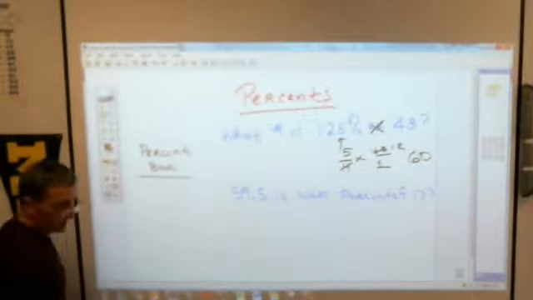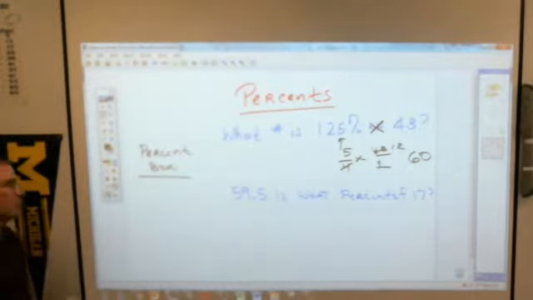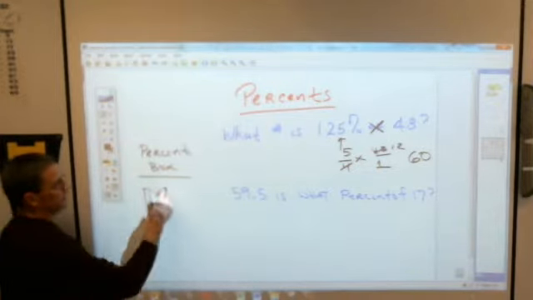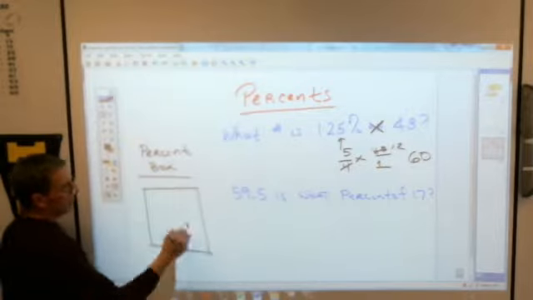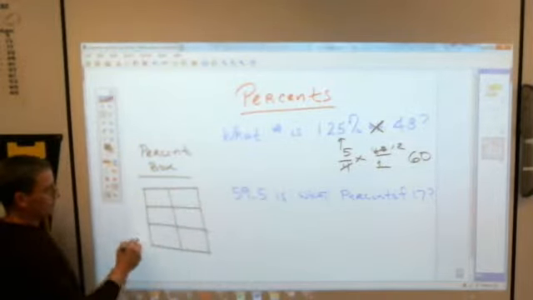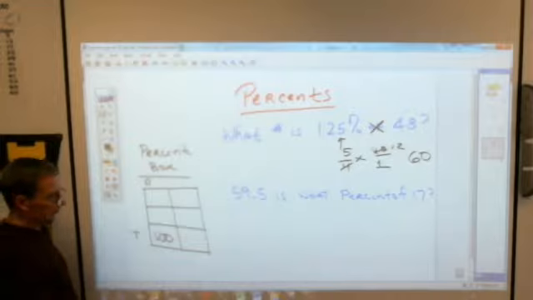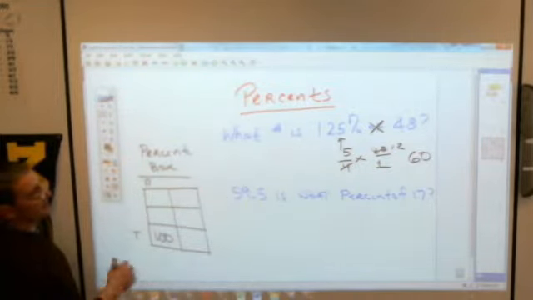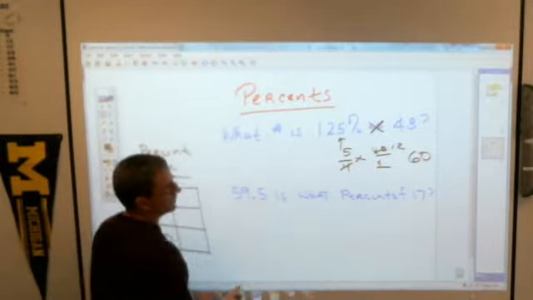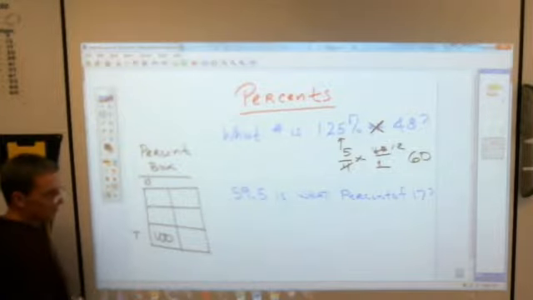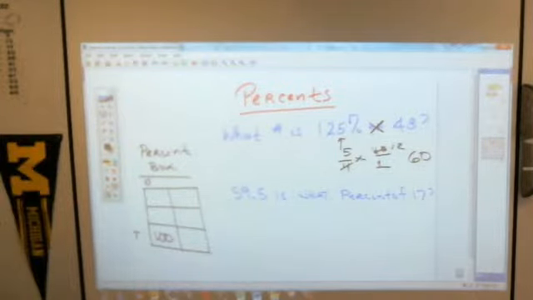Now, if you don't get that, you're always welcome to go back to Mr. Percent Box. If you need a refresher, you've got your total, which is always going to be 100%. You can fill that in before you even start anything. And then you just fill in the rest. What do we got here? 59.5 is what percent of 17?